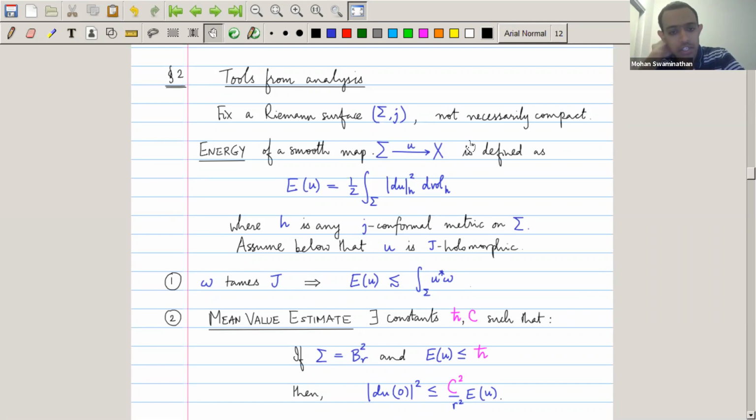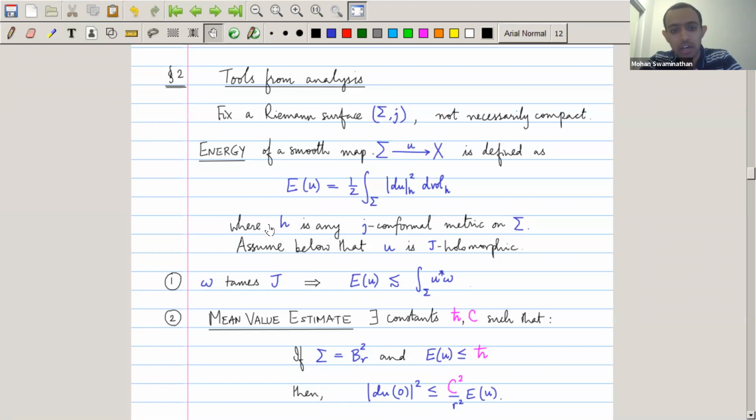Fix h to be any conformal metric on Σ. What this means is that if Σ has a local holomorphic coordinate z, then |dz|² is a metric, a flat metric on that coordinate neighborhood. If I multiply this by any positive function, I get what's called a conformal metric. This is the definition of a conformal metric in local coordinates. So any two conformal metrics will differ by multiplication by a positive function.